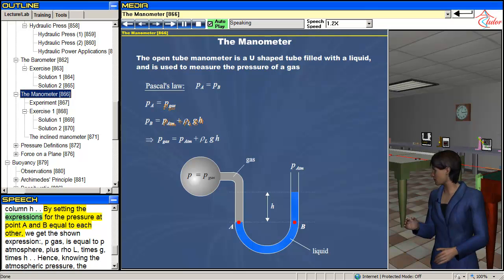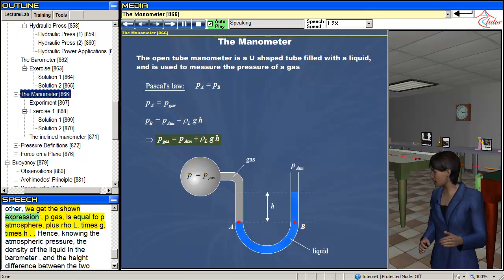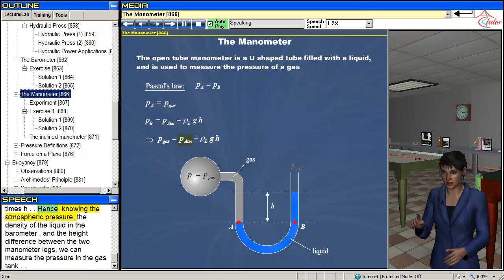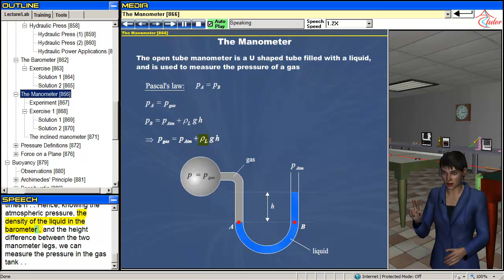By setting the expressions for the pressure at point A and B equal to each other, we get the shown expression: P gas is equal to P atmosphere plus ρ times g times h. Hence, knowing the atmospheric pressure, the density of the liquid in the manometer, and the height difference between the two manometer legs, we can measure the pressure in the gas tank.